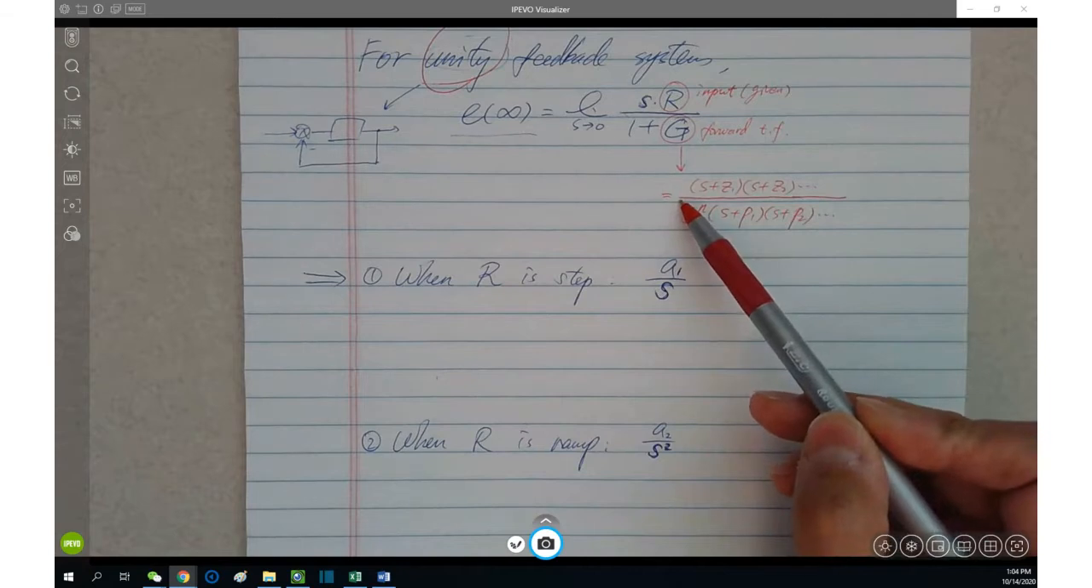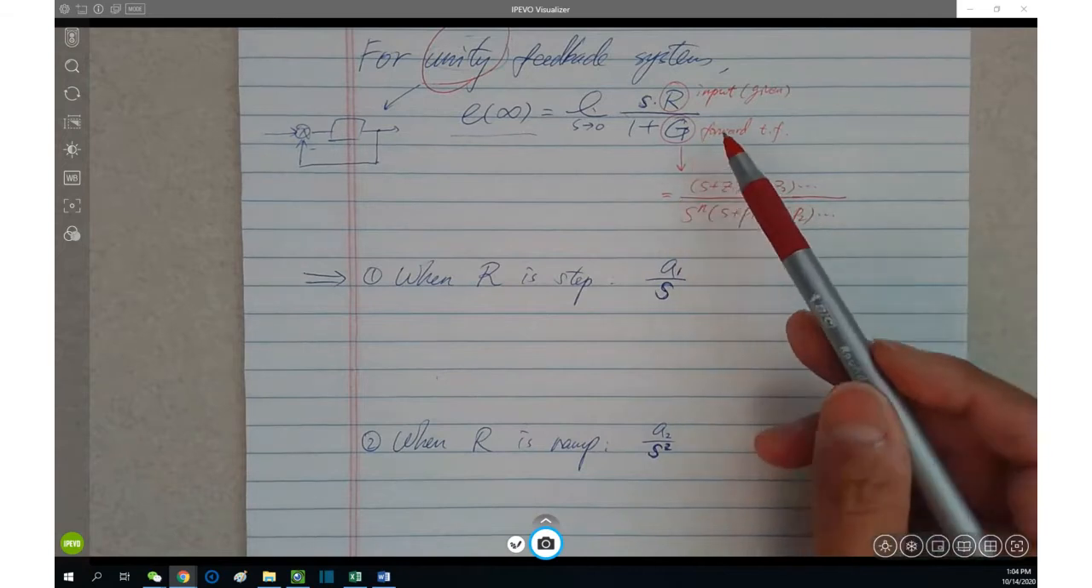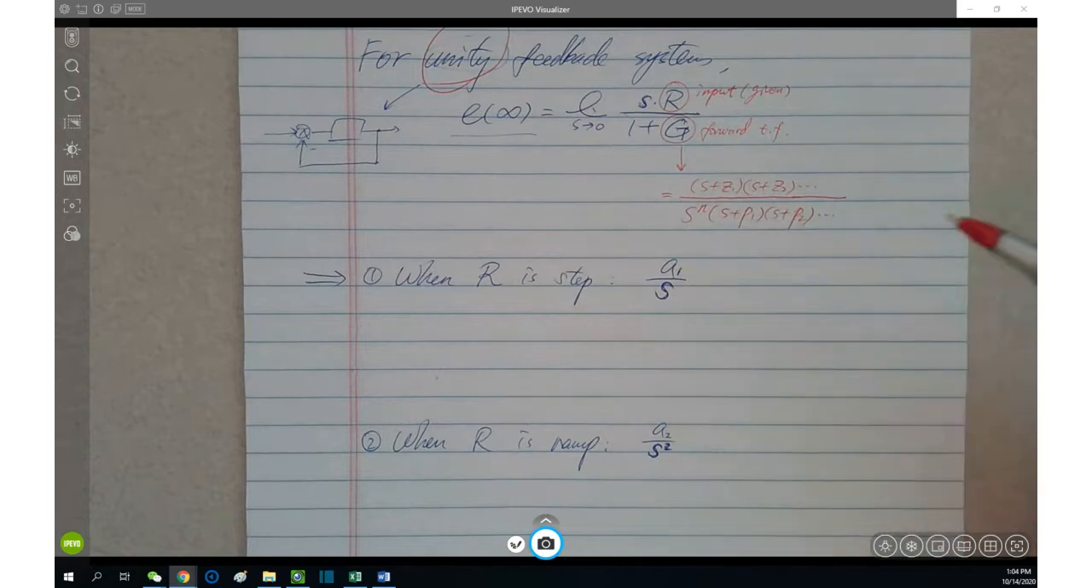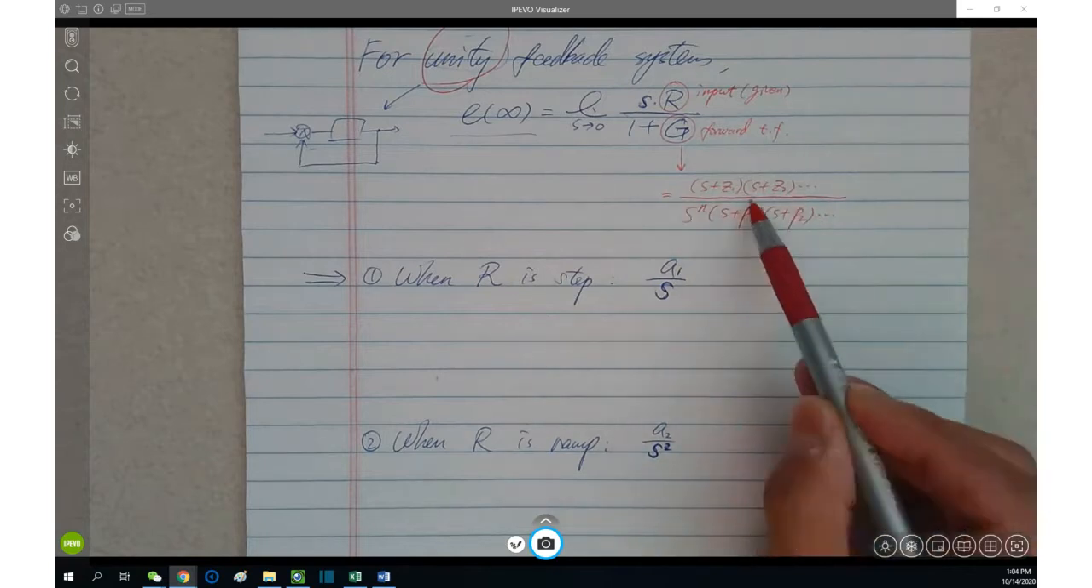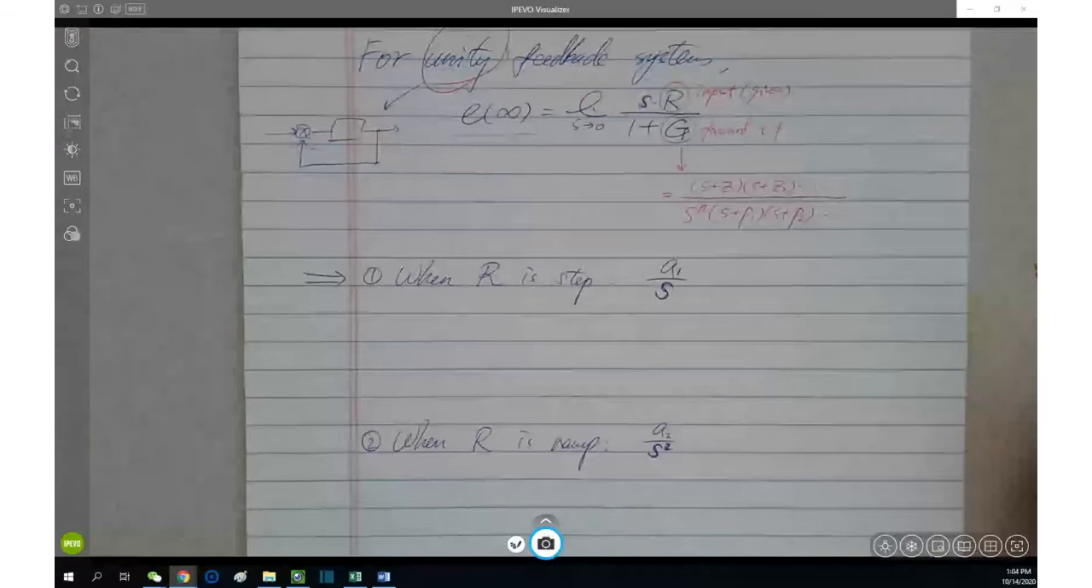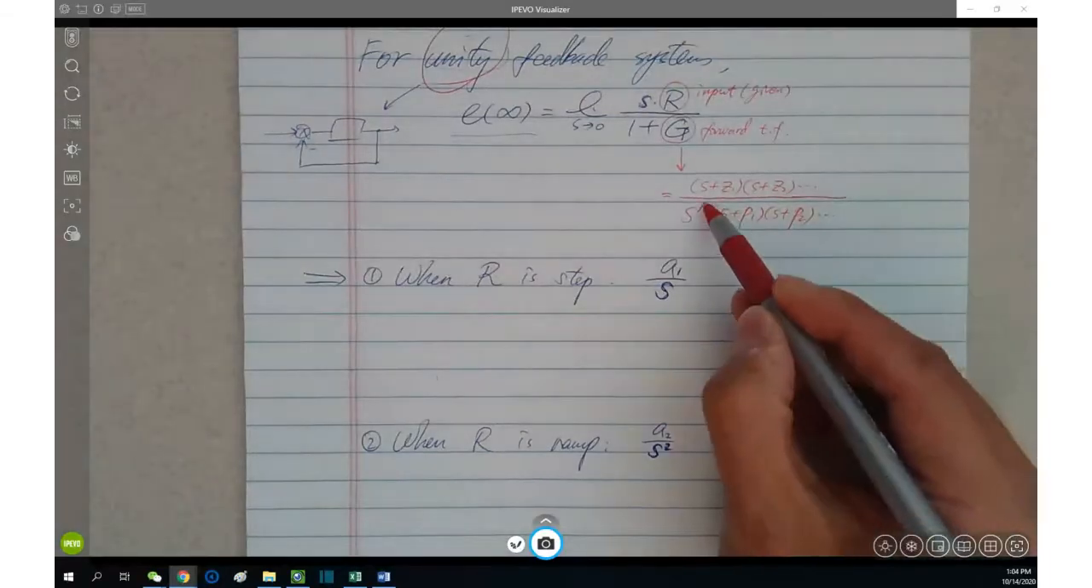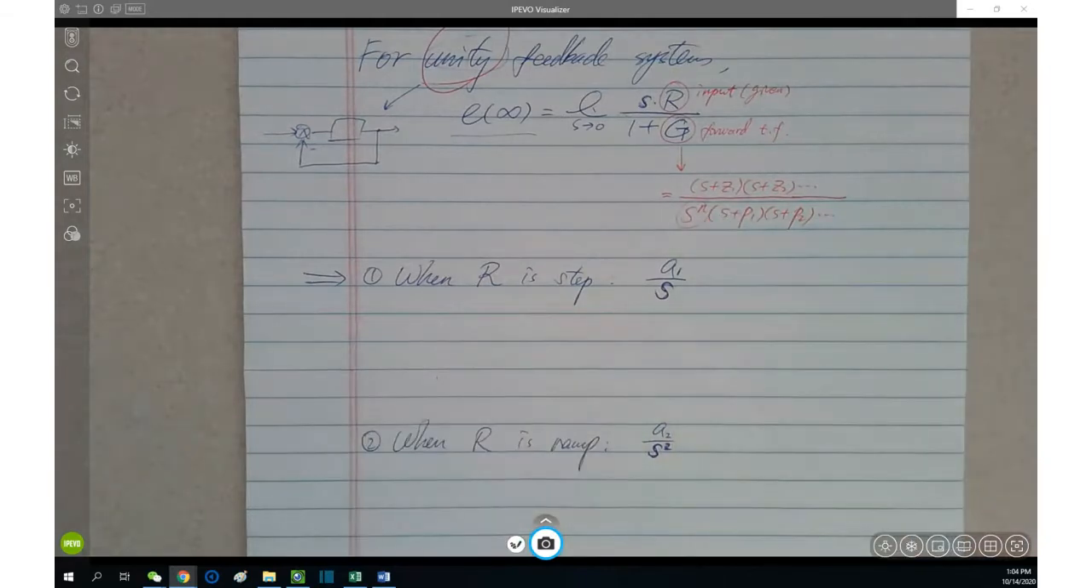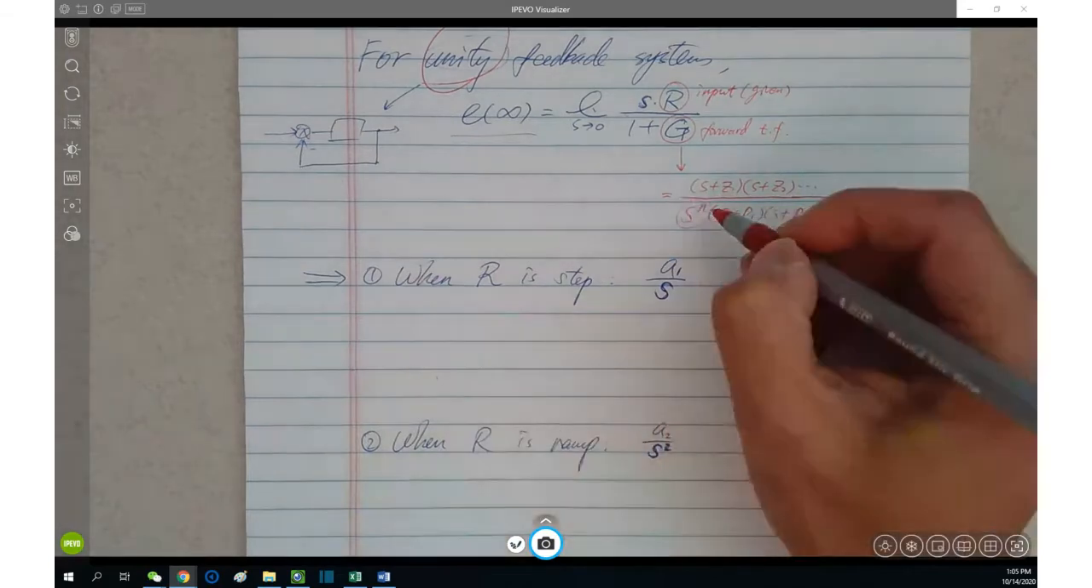We also need to be careful. The forward transfer function needs to be either given or organized in this format, where you see a bunch of zeros and a bunch of poles, and also what? The s term in the denominator, and the order of this s term in the denominator, n, letter n.